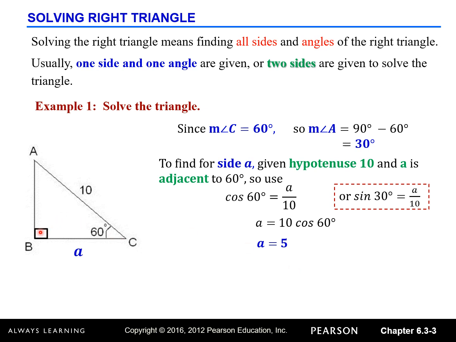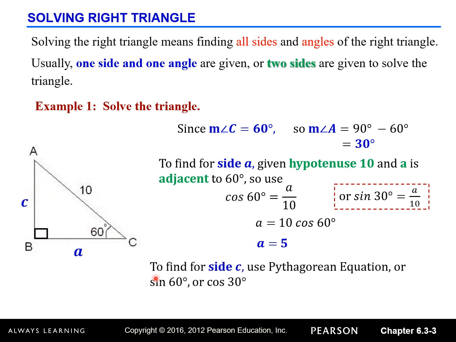And then to find the side opposite of angle C, which is named side C, we can use the Pythagorean equation because we already know the hypotenuse and we already found side A. So we can find C using the Pythagorean equation, or you can use sine 60, or you can use cosine 30 degrees. We prefer to use the Pythagorean equation this time. So the side C is equal to, since C is a leg, the square root of the hypotenuse squared minus the leg squared, which is 5 squared. So the answer for side C is equal to 5 square root of 3.